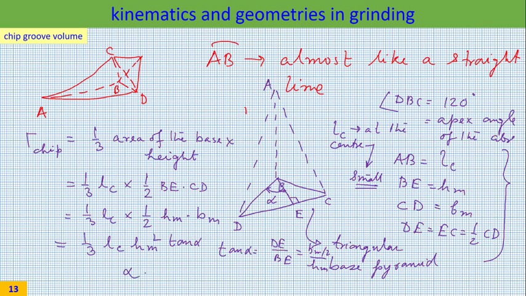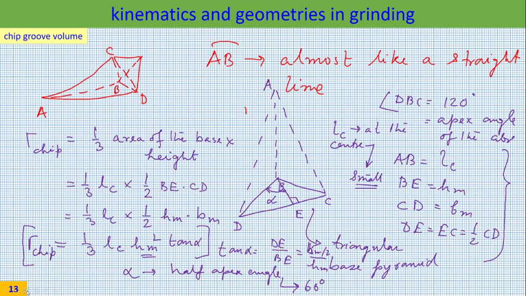What is alpha? Alpha is the half apex angle of that abrasive, which happens to be numerically equal to 60 degrees. So we have got an expression for the chip groove. From this we need to find out how we can calculate this HM value. Why do we need to calculate the HM value? Because if we can calculate the HM value, our proposition was that we would be able to calculate forces, specific grinding energy and other things, and we would be able to relate them. So let us see what we can do.